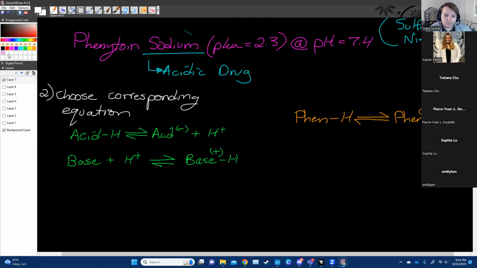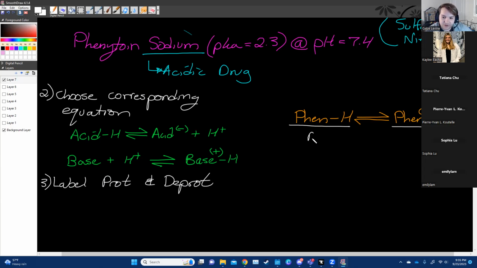What's important to know is that we should be able to identify right now which of these two structures is the protonated form and the deprotonated form. So label protonated and deprotonated forms. On the left, our drug has a hydrogen, so this would be the protonated form. And when the drug loses the hydrogen, this would be deprotonated.